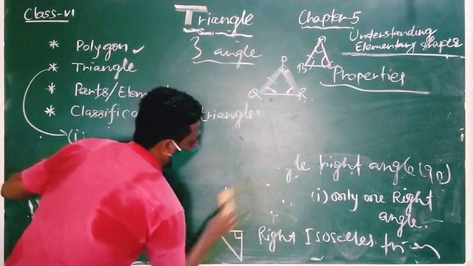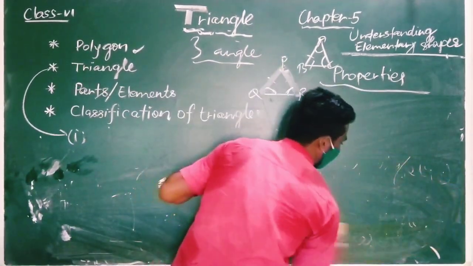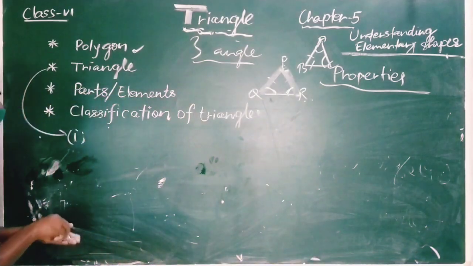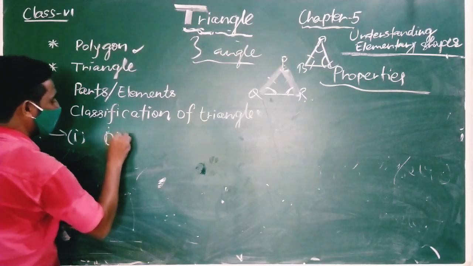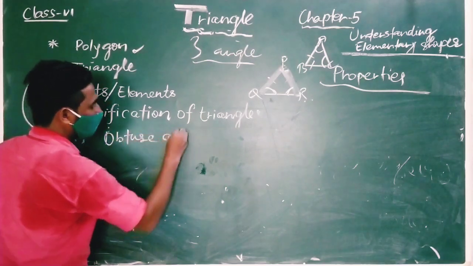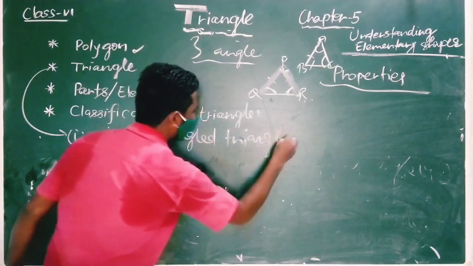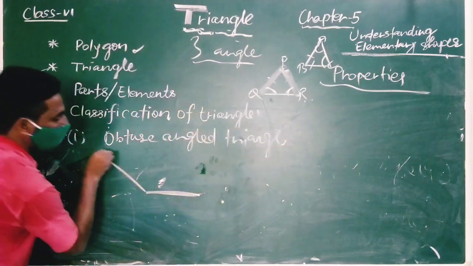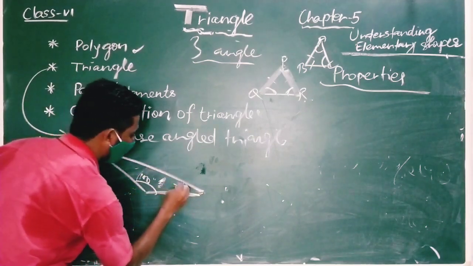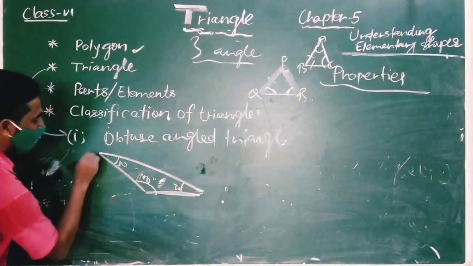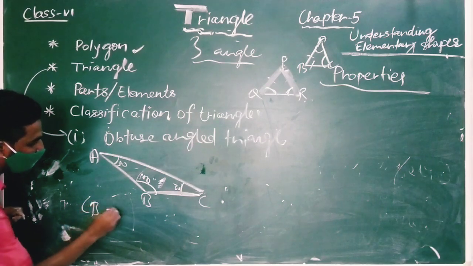obtuse angled triangle. And what is obtuse angle triangle? A triangle in which any one angle is obtuse. A triangle having any one angle obtuse. You see, a triangle, this is obtuse angled triangle. So what is obtuse angled triangle? A triangle having any one angle measure is what? Obtuse. So this is 100, this is 30, and this is 50. Sir, it is called obtuse. Yes, this ABC is obtuse angle triangle. Why? Because angle B is 100 degree.